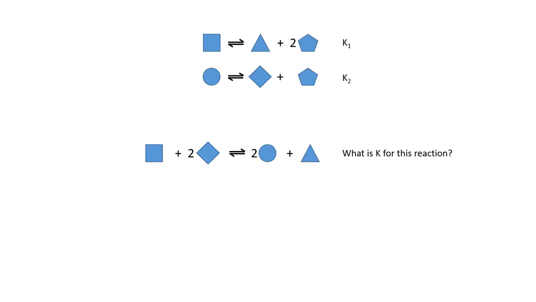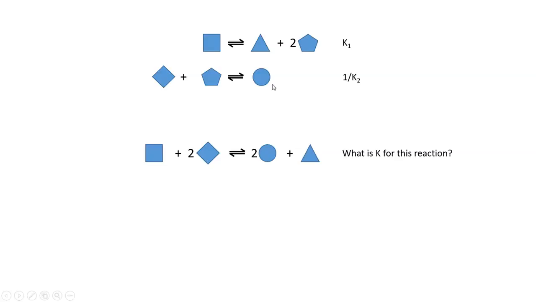Does that make sense? The next thing I have in my final reaction are two diamonds. So I ask myself, where can I get diamonds from? I look at my first reaction. There are no diamonds. I look at my second reaction. Here's a diamond on the wrong side. That's my next clue that my second reaction probably has to get manipulated somehow. What if I flip it around? If I flip it around, then my diamond, my source of diamonds, is giving me diamonds on the left. Well, I know that's what I need, so that's good news.